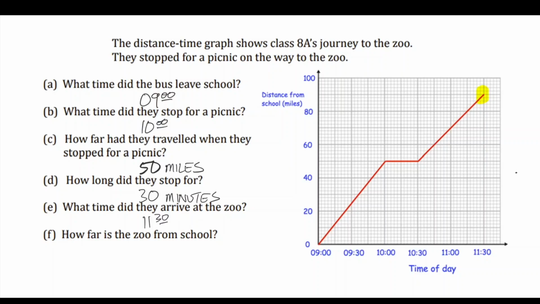And finally, we're asked, how far is the zoo from their school? So once again, at this point, where they're at the zoo, we're reading across to the vertical axis, and we can see it's 90 miles from school.